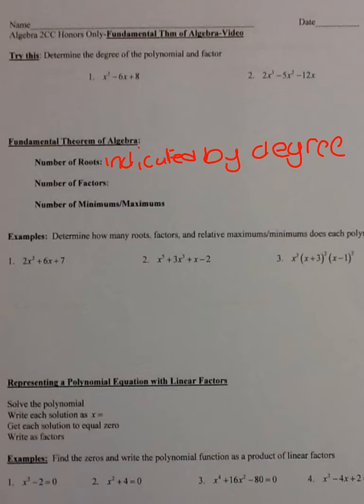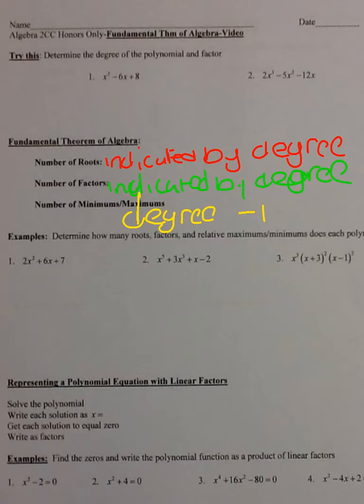The number of factors is also indicated by the degree. So if your degree is 5, you will have 5 factors. And the last thing is how many maximums or minimums will you have? It's always the degree minus 1. So if your degree is 7, you will have 6 maxes or minimums.